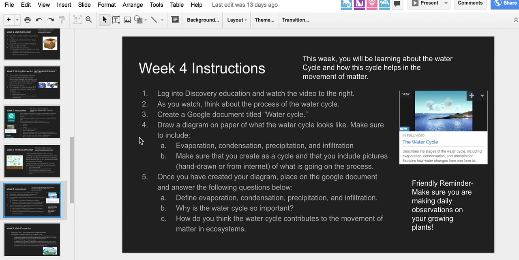Then what I want you to do is draw a diagram on paper of what the water cycle looks like. Make sure to include the key parts of the cycle: evaporation, condensation, precipitation, and infiltration. And make sure that as you create a cycle, you include pictures. So this could be either hand-drawn or from the internet.